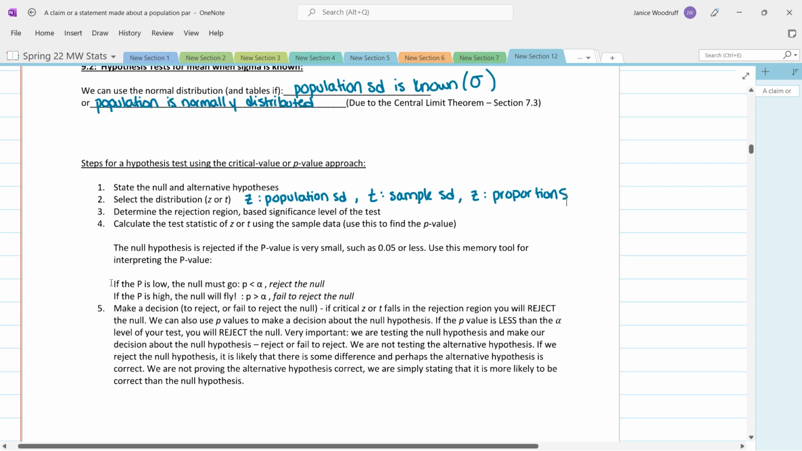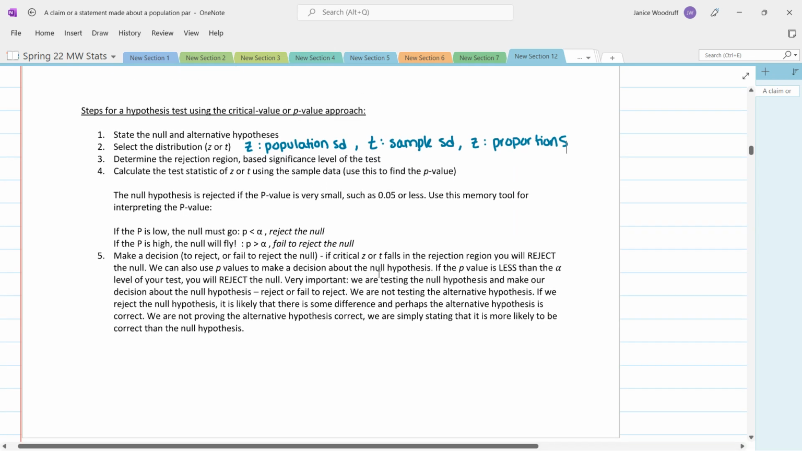Okay, and then here's a memory tool. If the p is low, the null must go. If p is high, the null will fly. Again, I like to draw it out, so usually I can see whether it's going to work or not. All right, and then you make a decision, so it's either reject or fail to reject. Two decisions, yes or no, okay?